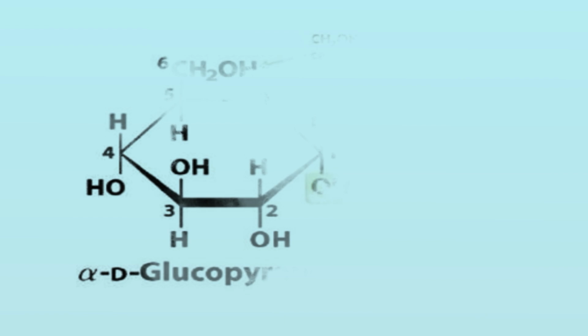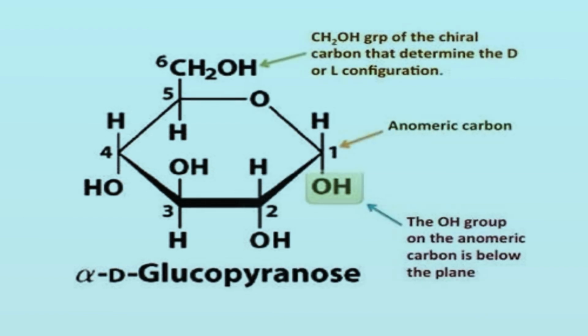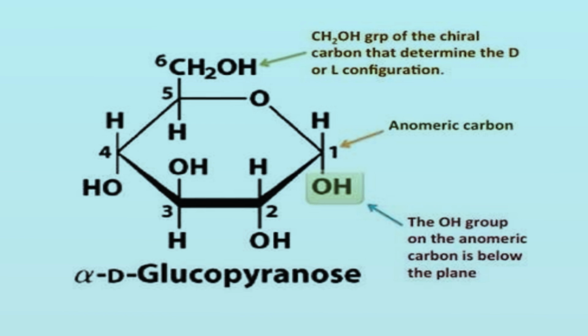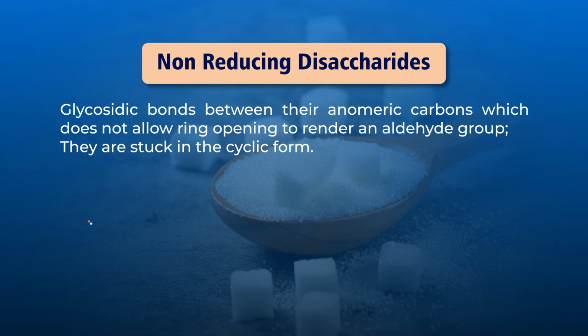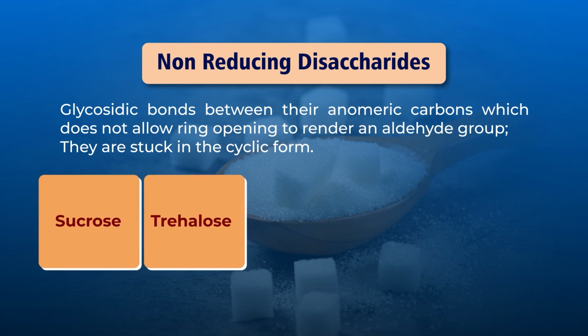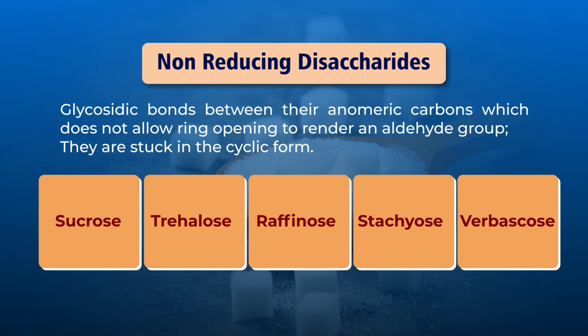Why are they non-reducing? You see the structure of glucopyranose. Here, on the first carbon, there is a hydroxyl on the anomeric carbon in the lower plane, and the aldehyde on the upper side is available for reduction. The non-reducing sugars are sucrose, trehalose, raffinose, stachyose, and verbascose. These non-reducing sugars don't have a free aldehyde group.